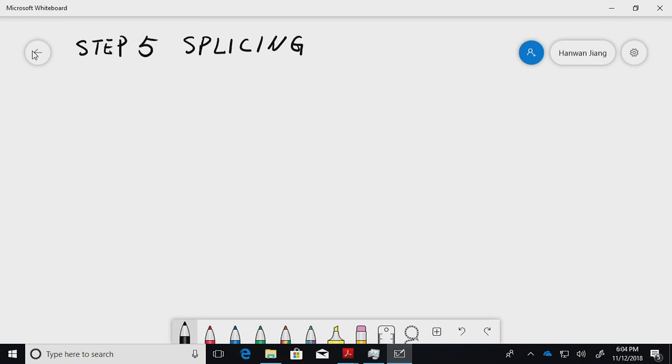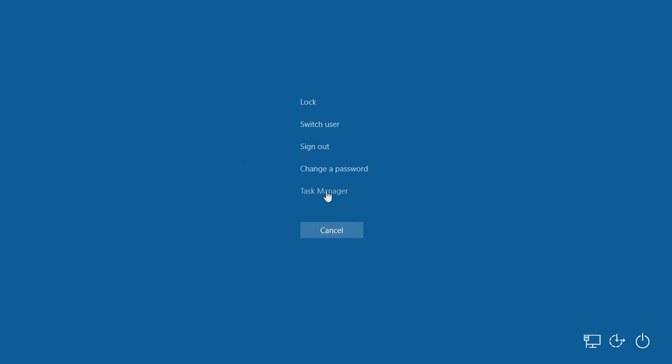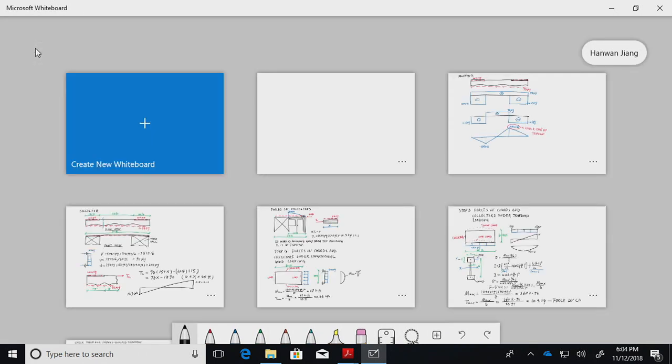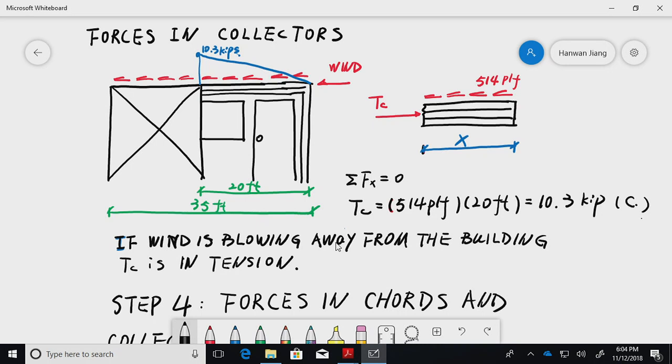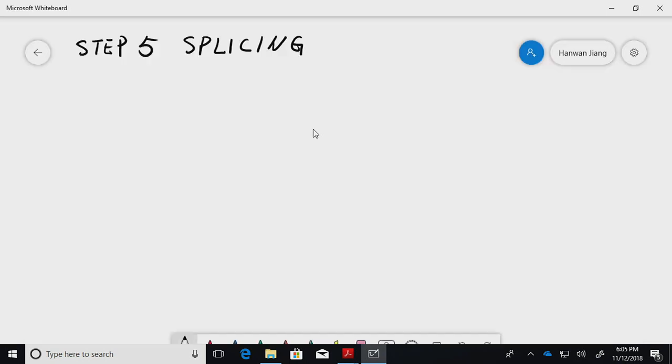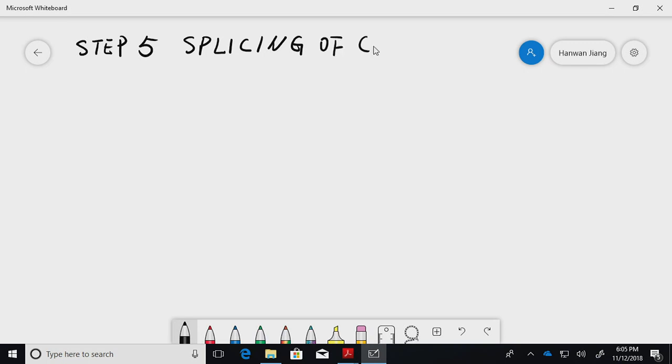So if you go back and look at the side view of the diaphragm, the collectors are actually spliced, right? Because it might be impossible to use a single lumber to carry all these big forces. So it's better to use spliced collectors. So, say, splicing of collectors.